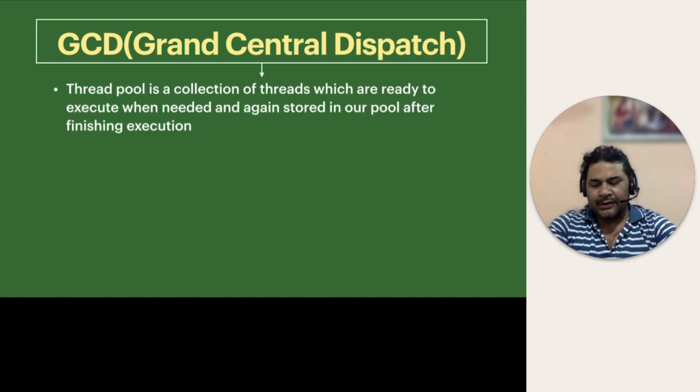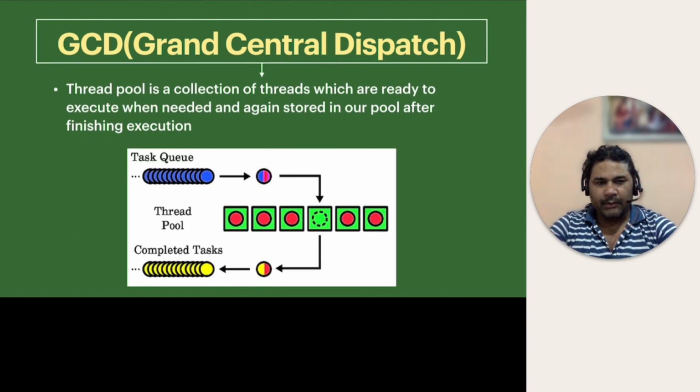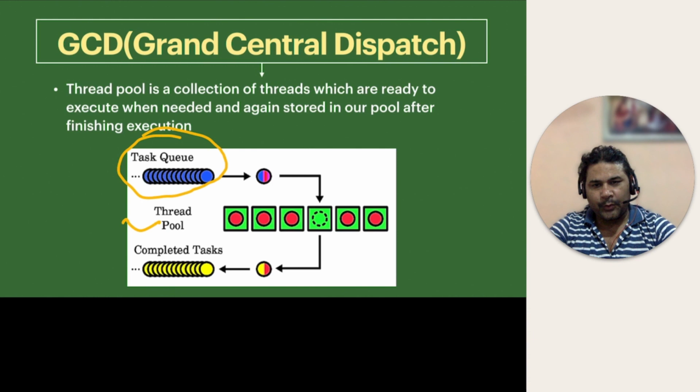So the main point here is that a thread pool is a collection of threads which are ready to execute when needed and are stored again in our pool after finishing execution. Here is a diagram of the thread pool. Here we are using the task queue, the thread pool, and third, the completed task. After completion, the thread goes into the completed task.